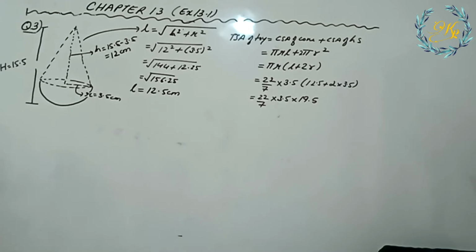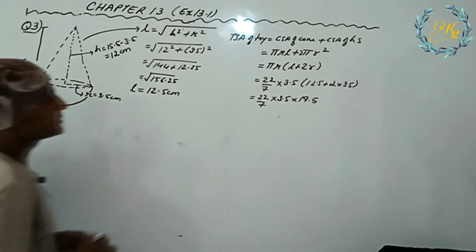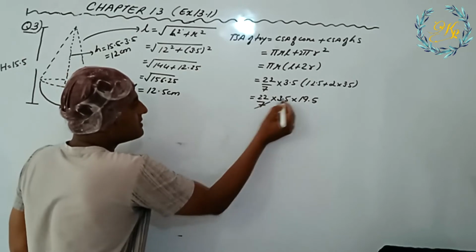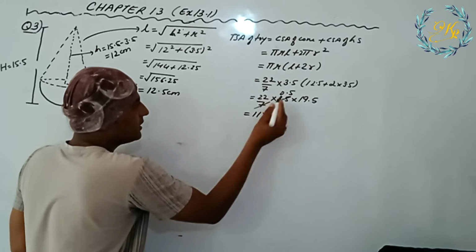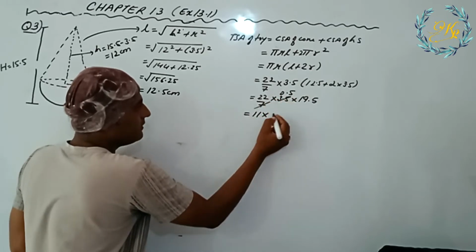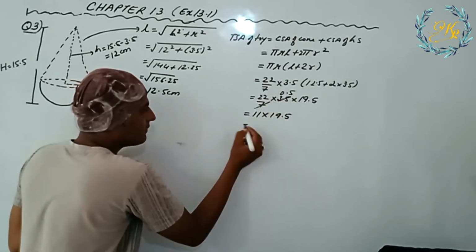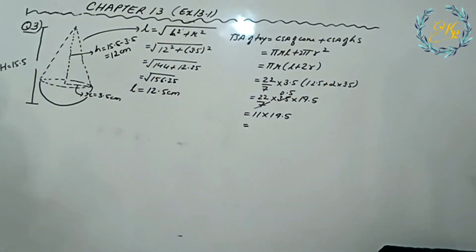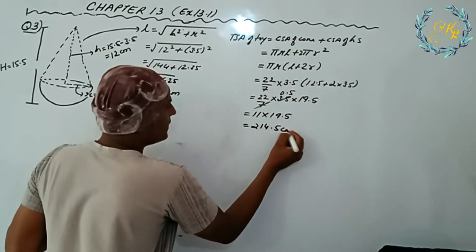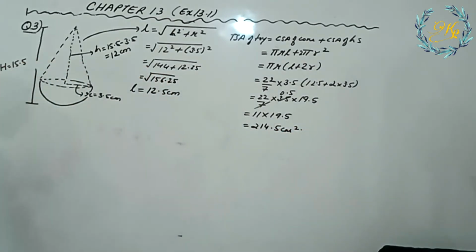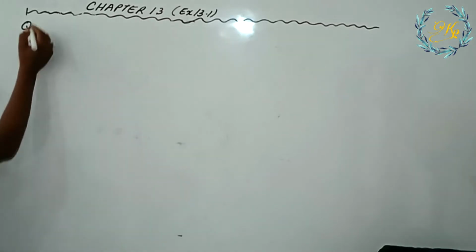Okay, and lastly solving, we can solve these two also. Cancel 7 and 3.5, you get the answer as 0.5. Then you are left with, on multiplying these two, 11 into 19.5. So you will land upon the answer as 214.5 centimeter square. In the last line, don't forget to write the statement that the total surface area of the toy is 214.5 centimeter square. Moving to question number 4.